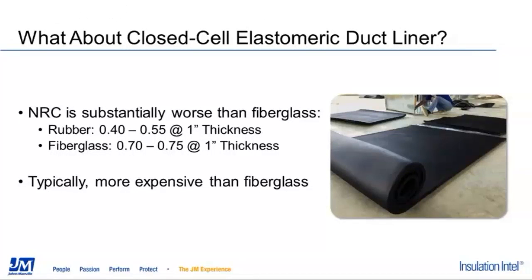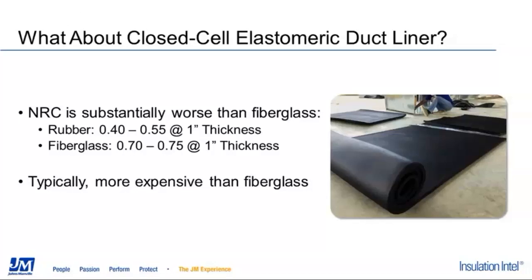When you compare the NRC value of 1 inch of rubber to 1 inch of fiberglass, you can see that there is a distinct difference in acoustical performance, with the rubber coming in at an NRC of 0.4 to 0.55, depending on the brand, of course, and fiberglass coming in at 0.7 to 0.75.